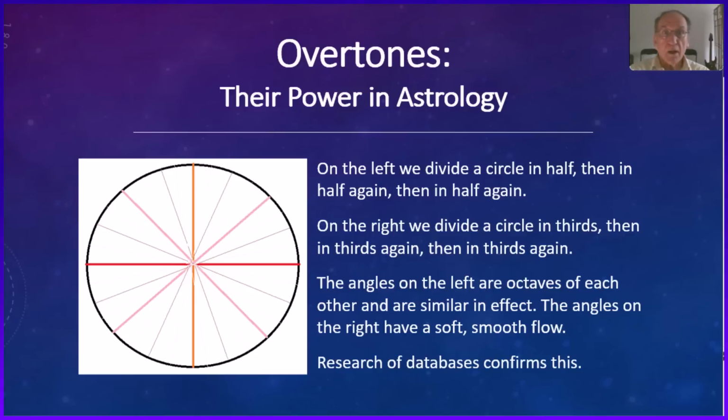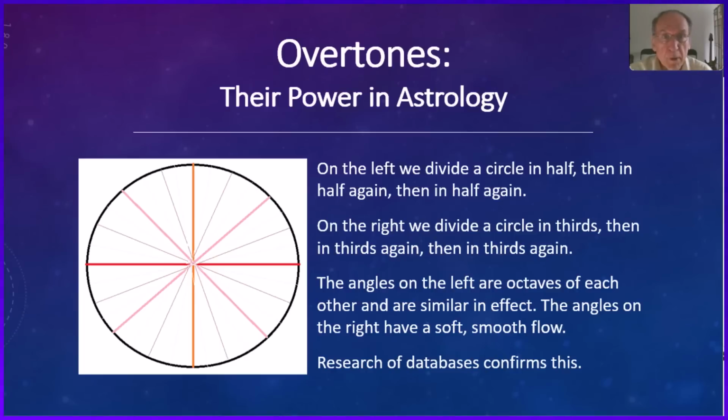Hello, my friends. Our topic is overtones, their power in astrology. I'm going to show you a fascinating kind of planetary configuration in which the planets are connected and then they connect again at an overtone level. And when they connect at a basic level and the overtone level, it makes the impact of that planetary combination, you might say, very rich, very deep, very strong. I'm going to show you an example of this.